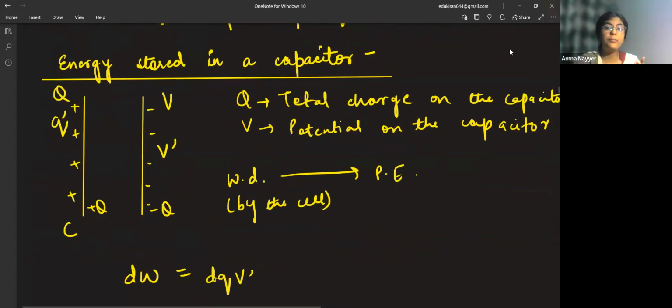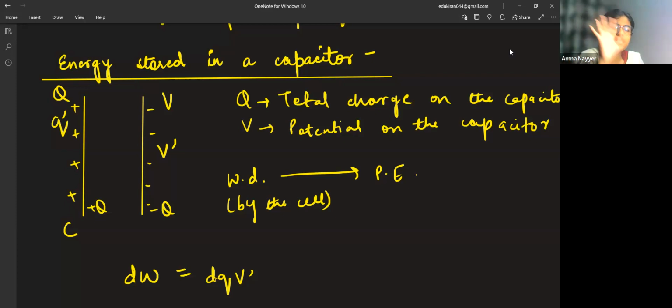Whenever we calculate the potential energy, one quantity gets converted into potential energy, that is work done. So here also we'll focus on work done only. Your work done is an actual key element which helps you understand how to find out potential energy, because entire work done gets stored in the form of potential energy.